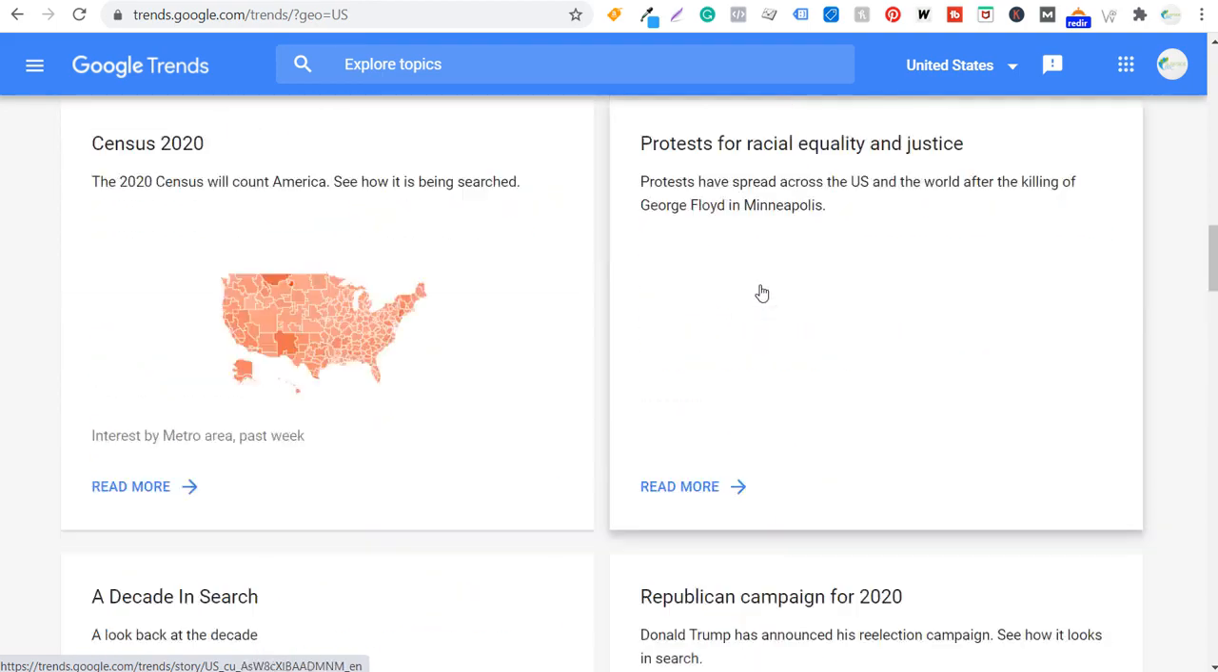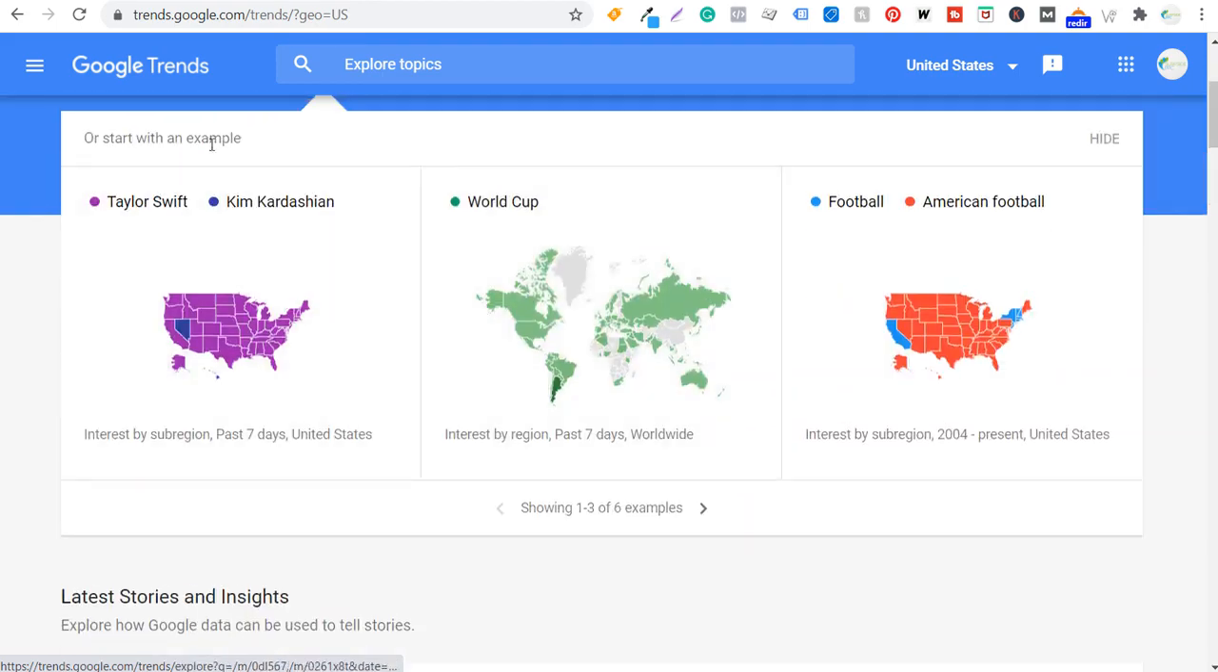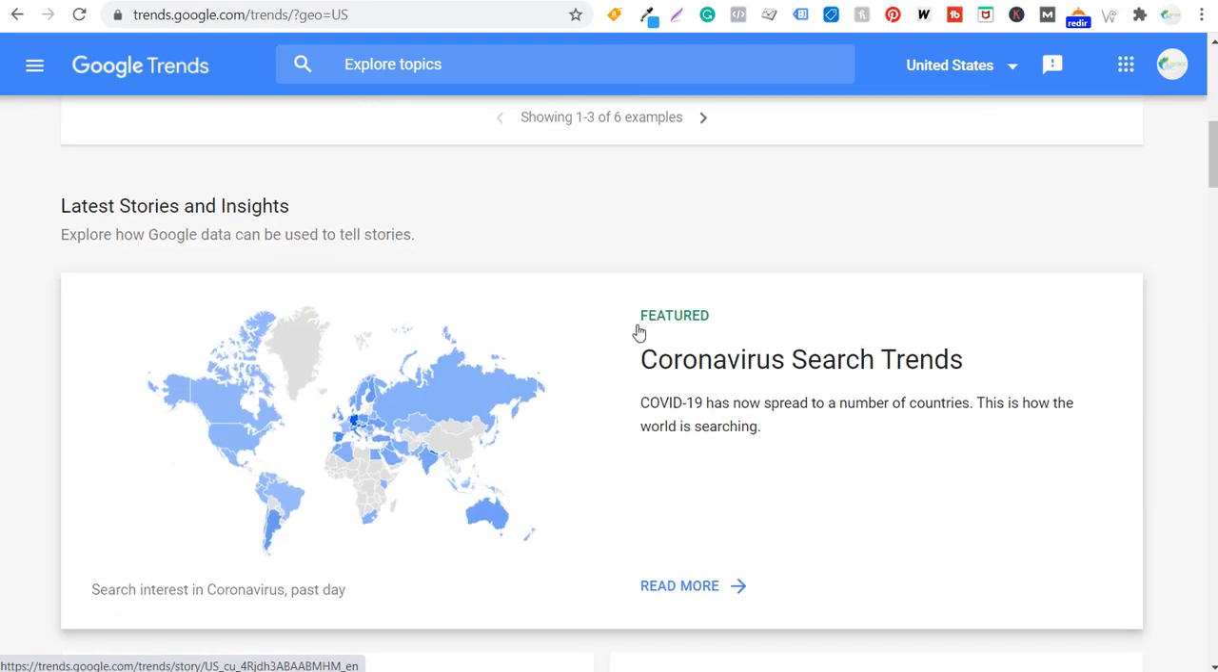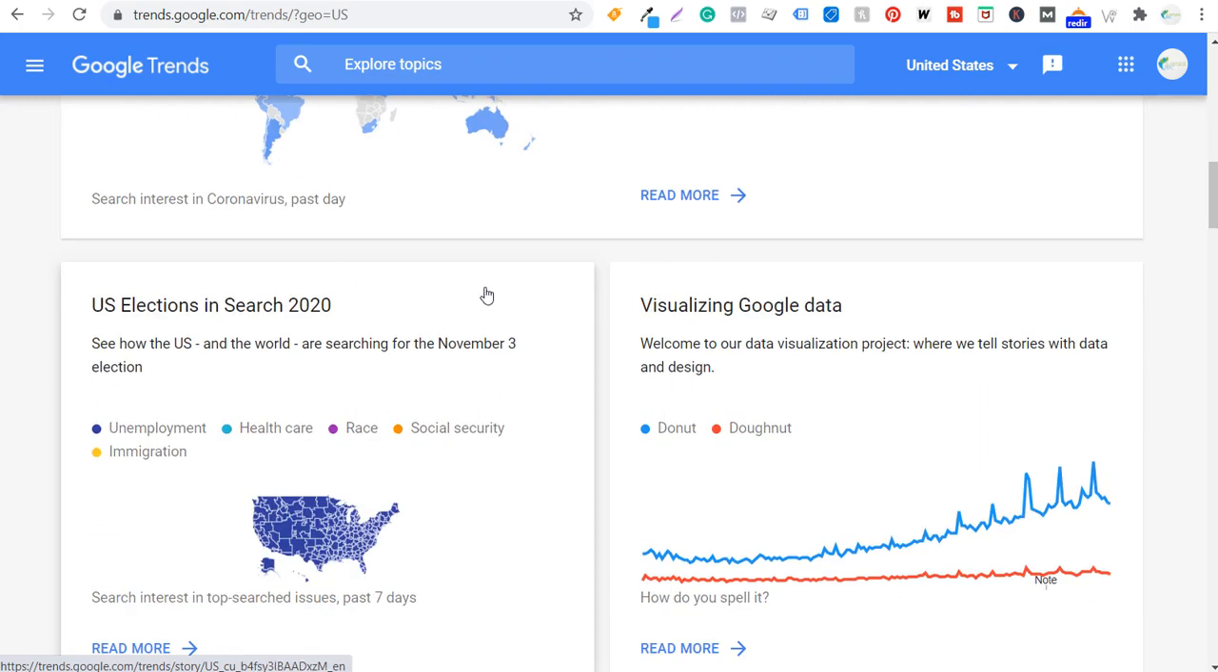Usually at the very front, right underneath their examples here, they have some latest stories and insights. Explore how Google data can be used to tell stories. So there's some interesting information here, and if you click on all of them, you can find a little bit more information about really the top trends in the world, or in this case, in the United States.